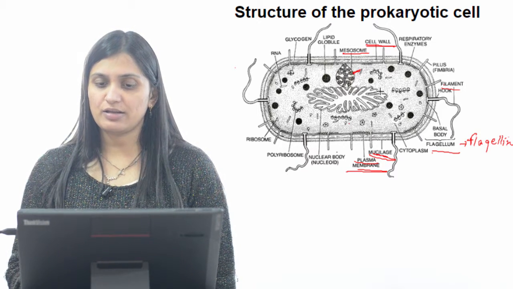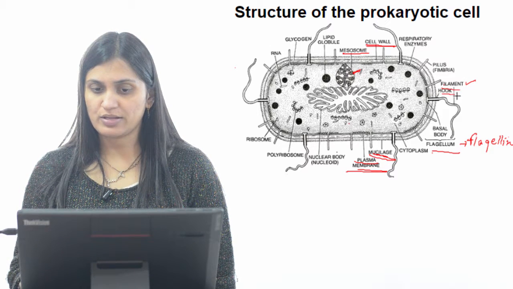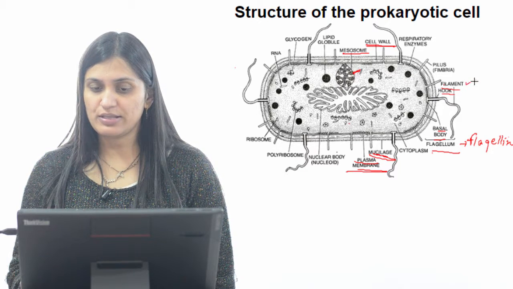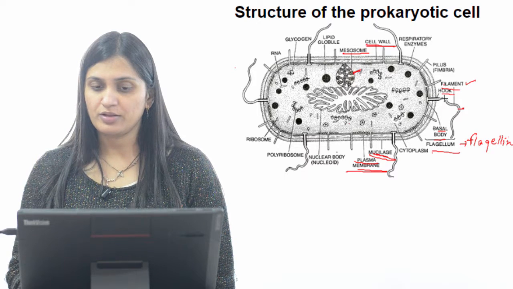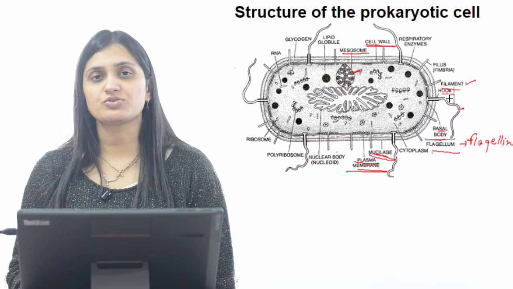Now the flagellum is formed of three parts. The first one is the filament, the second one is the hook, and the third one is the basal body. As you can see, the filament lies external to the cell surface. The hook is anchored to the basal body, and it is with the help of the hook that it provides motion to the flagellum.